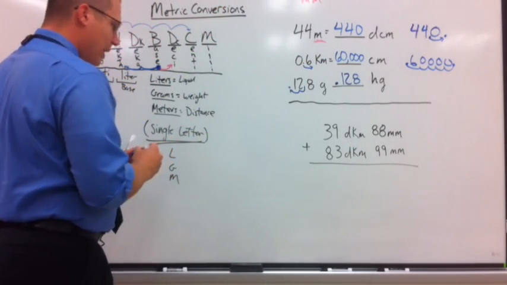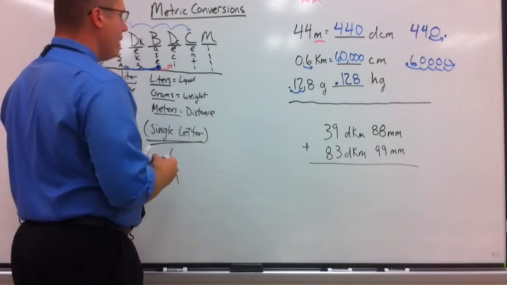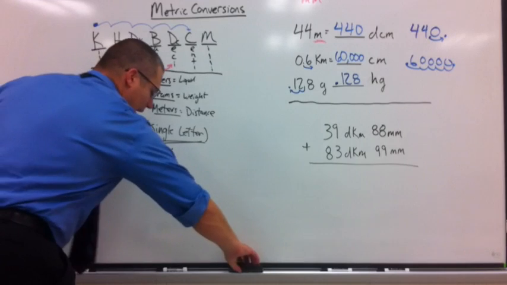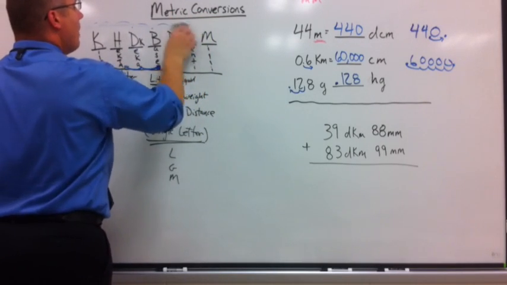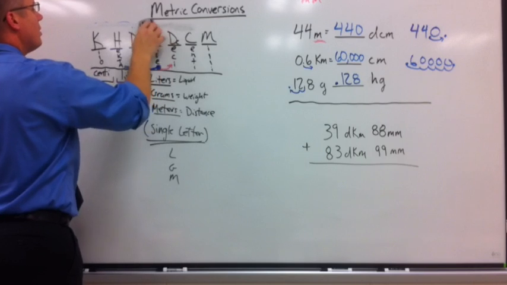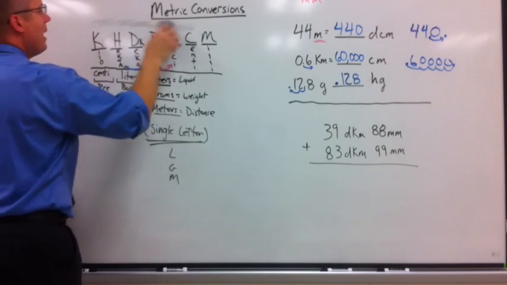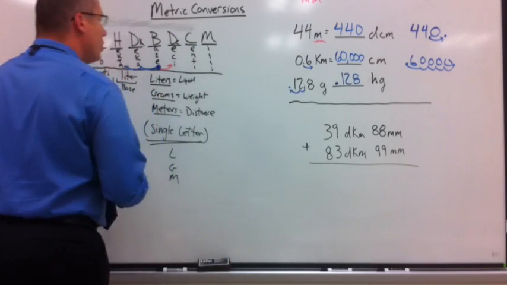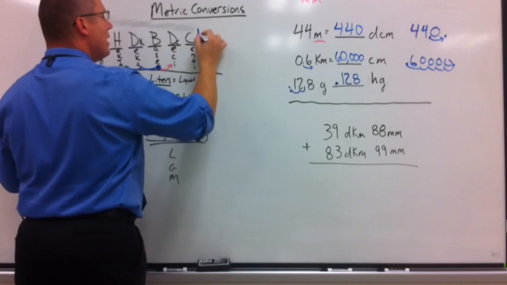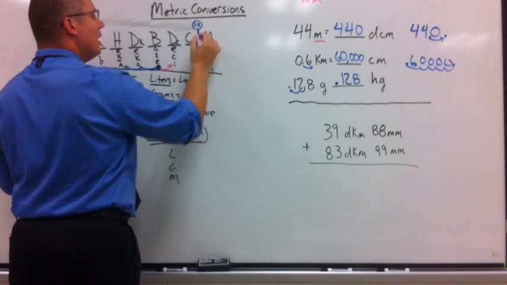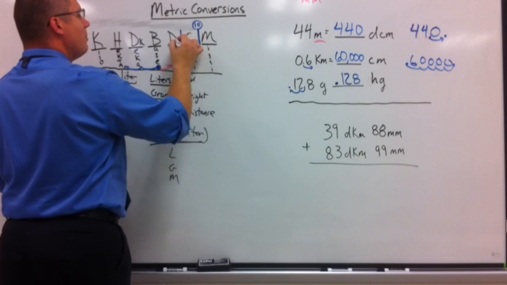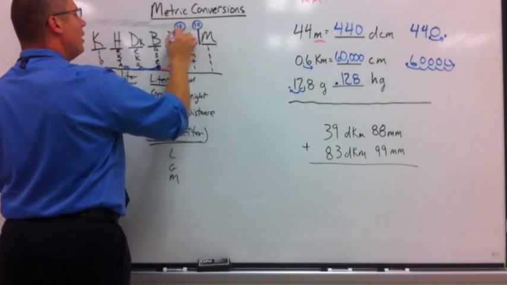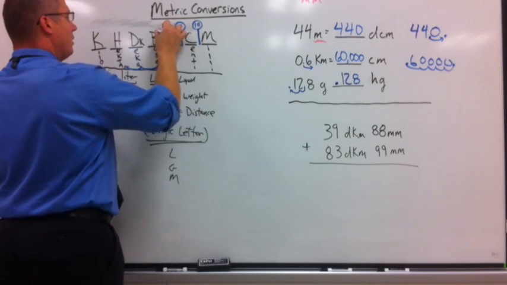Let's go to my last example. What if I want to add these? Well, what has to happen is I have to figure out what my conversion factors are, or what my magic numbers are. What's nice about metric is everything's based on 10. So you can go back to your chart, and in between each one is 10. How many millimeters in a centimeter? 10. How many centimeters in a decimeter? 10. Etc.